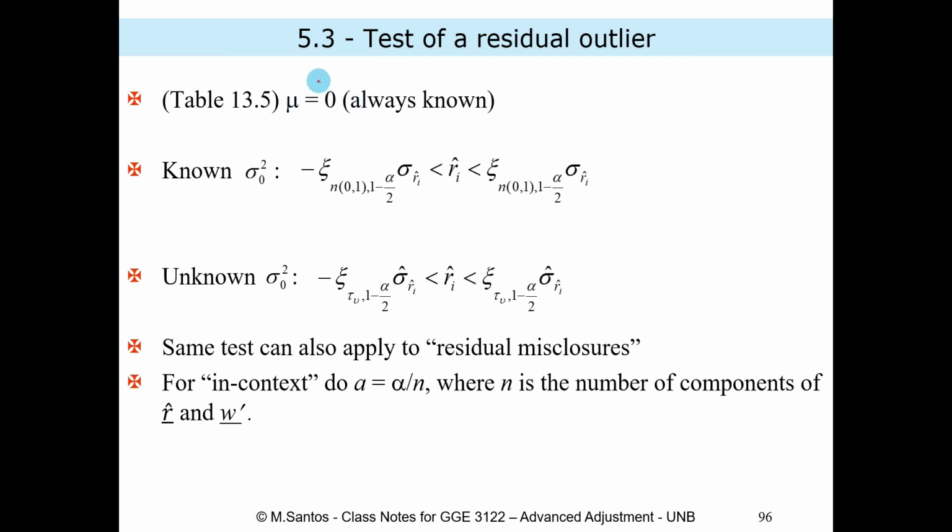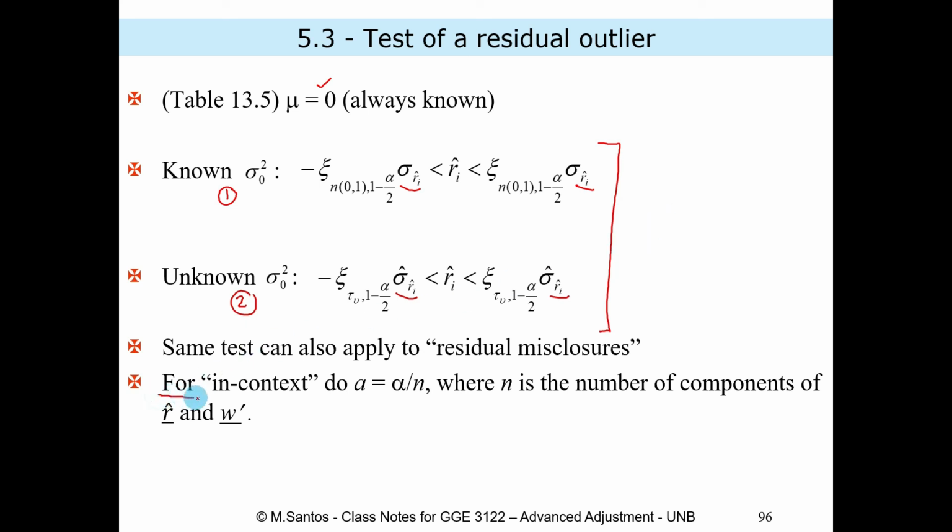Table 13.1. The mean value, population mean, is always known, and this is for the residuals. We have the situation where the a priori variance factor is known, and where it is not known. These two equations are basically the same. The difference is here. Okay, if we are going to use the standard deviation from the covariance matrix of the residuals, or if you're going to use this standard deviation that comes from the scaled covariance matrix.